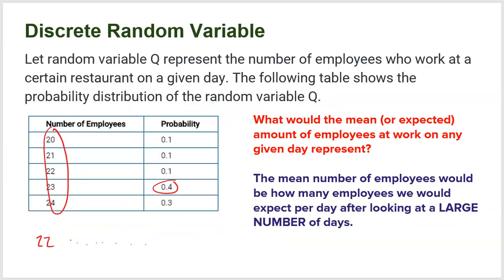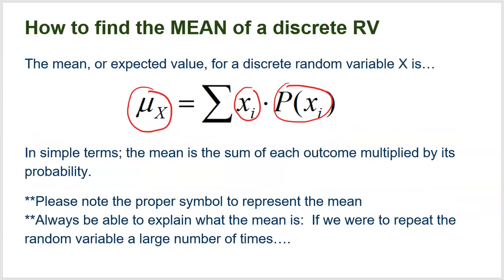That way, when we multiply, we're going to take 23 times 0.4, giving it more weight. 21, 20, and 22 only get multiplied by 0.1, giving them less weight because they don't happen as often. It's that simple. It's the easiest formula in the world. Don't let this math confuse you, right? Remember, this sigma here just represents adding them all together. So we take every outcome, times it by its probability, and add all of those multiplications together. It's that simple. Just make sure you always use the proper symbol, which is right here.